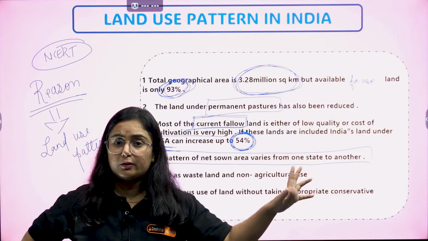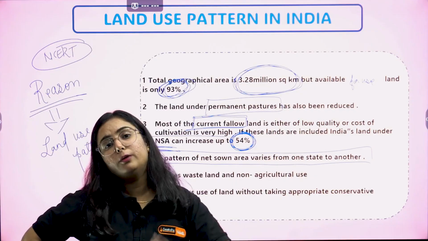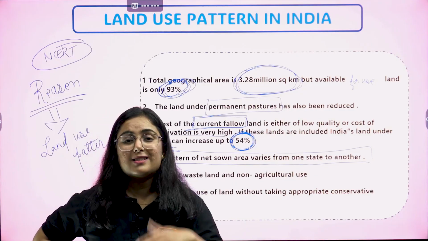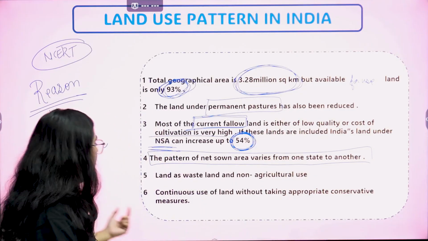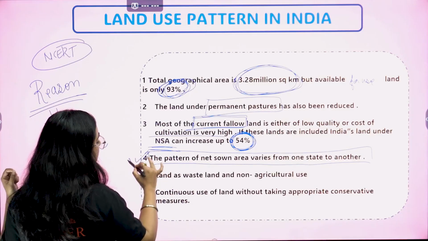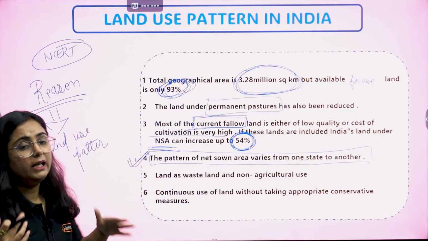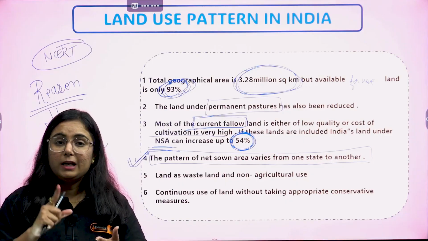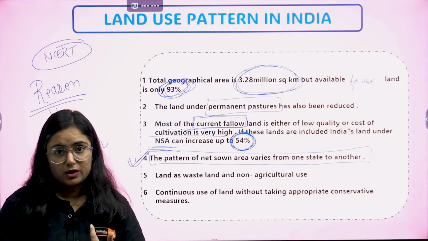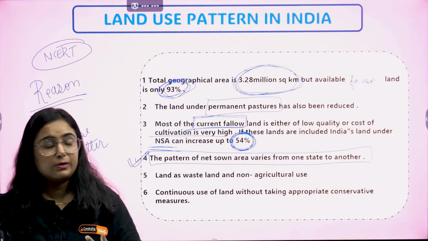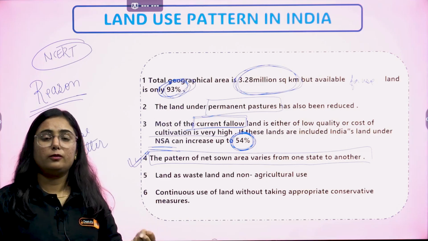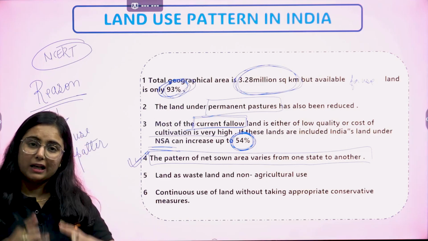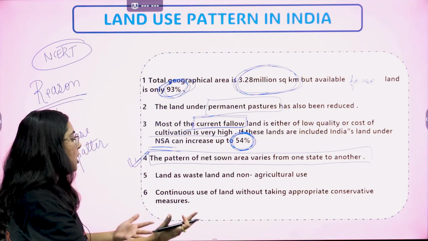The Thar desert region, is that useful for Rajasthan? No, because it is barren land. So the pattern of net sown area also varies from state to state. There are states like Punjab, Haryana, Western UP, where 80% of the land is under cultivation. However, when we talk about Arunachal Pradesh, only 20% of the land is under cultivation. So this pattern also varies, and hence affects production.